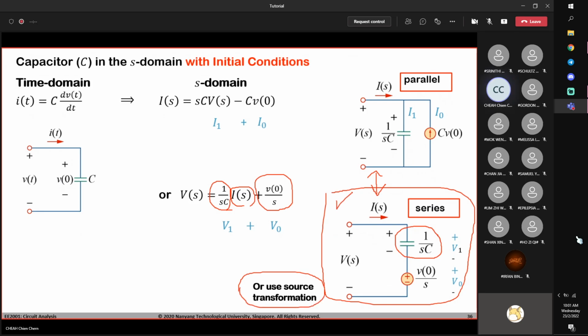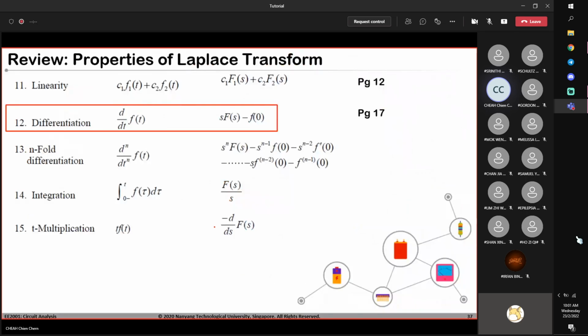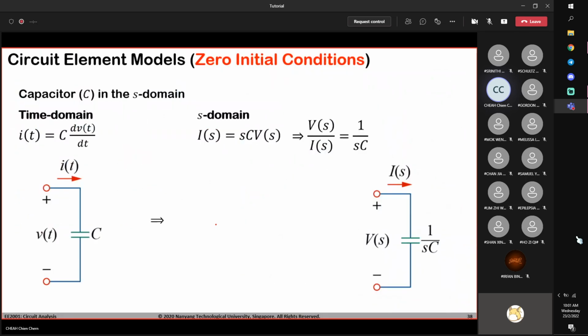I suggest that you remember this one for the capacitor, and this is how you can remember it. Firstly, zero initial condition. Just now I said you must remember this, no other way. So write this down, 1 over SC.